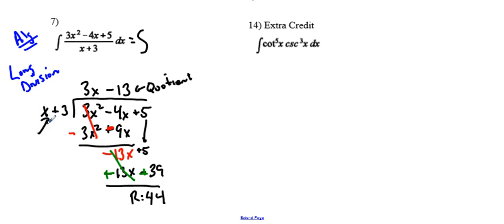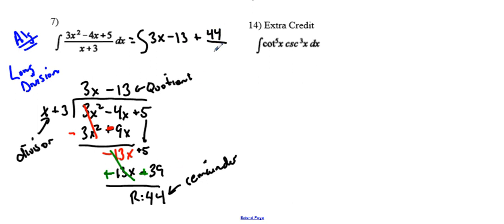This is what's known as a divisor. This is our remainder. And we can then take our quotient, which is 3x minus 13, and we're going to add our remainder, which is 44, and divide it by our divisor. And that's how we do long division, because if we have like 5, then we have a 3 here, it'd be 5 and 3, whatever that may be. All right, and then we have that right there.